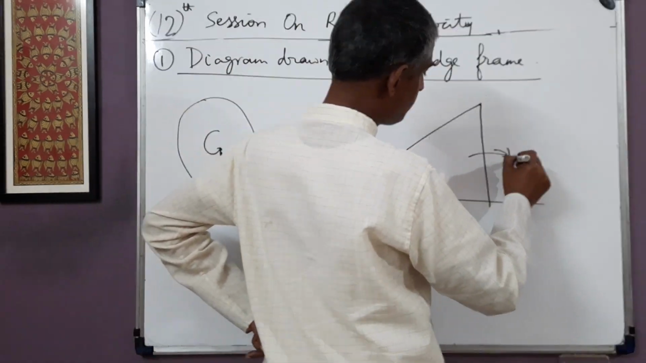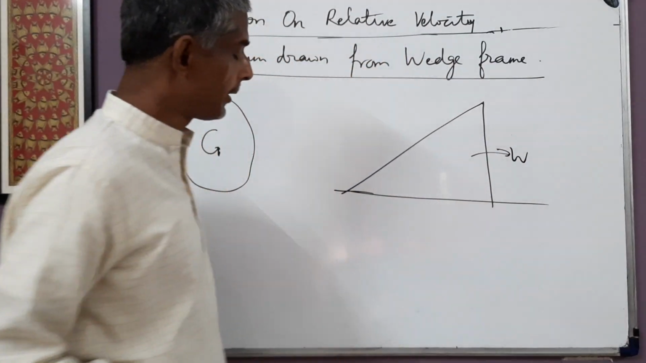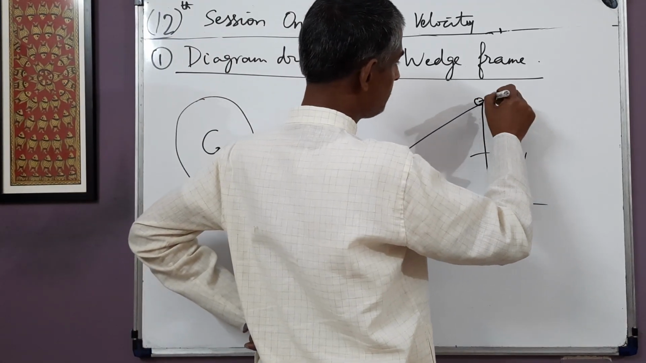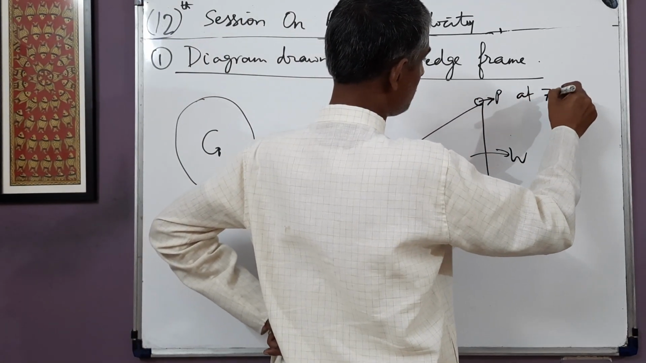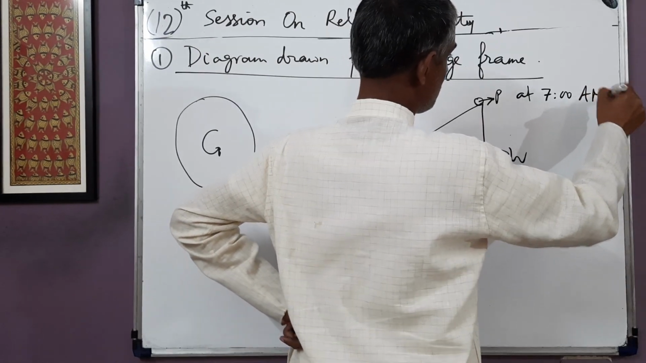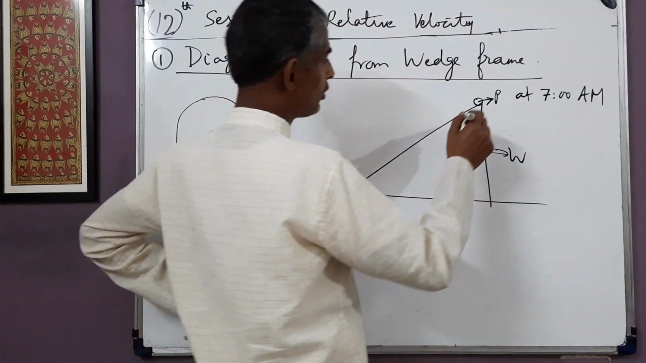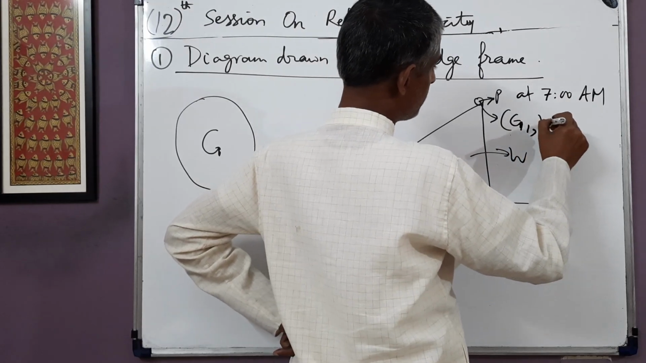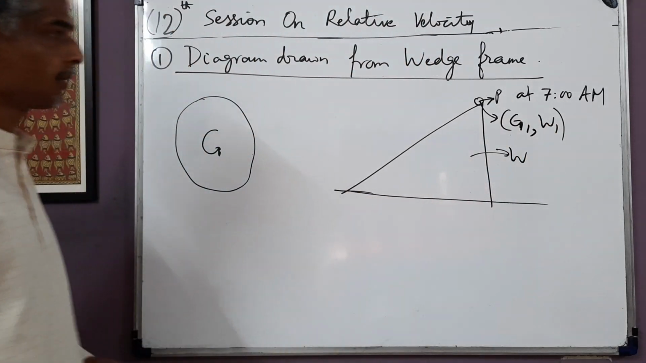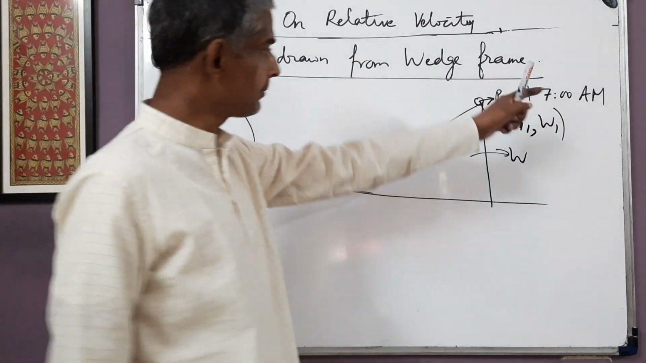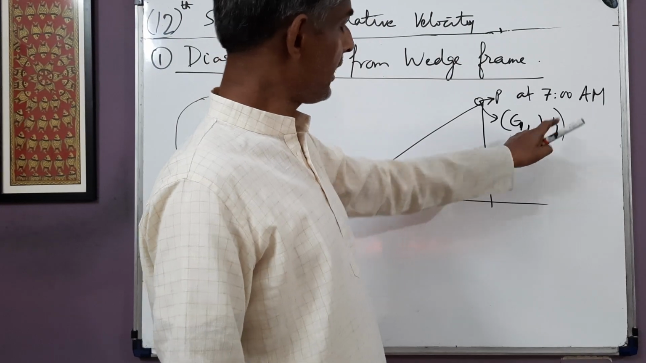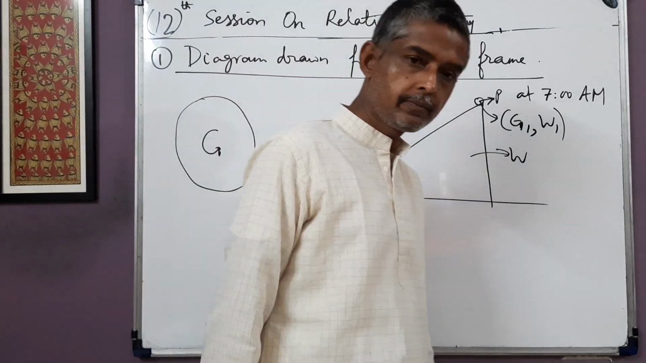This is the wedge, W for wedge. The particle was initially at the highest point of the wedge, point P, at 7 am. At 7 am, point P occupies location G1 of the ground frame and location W1 of the wedge frame. This is the situation at 7 am.